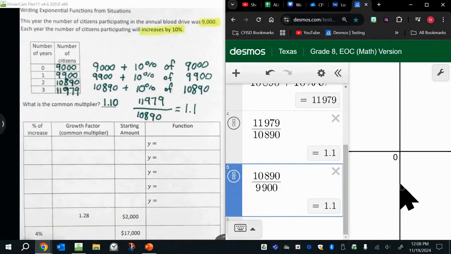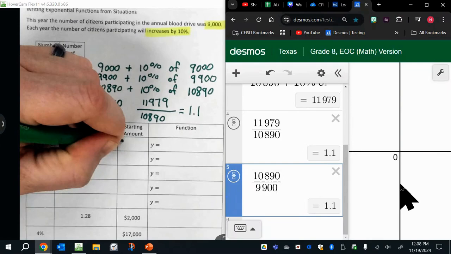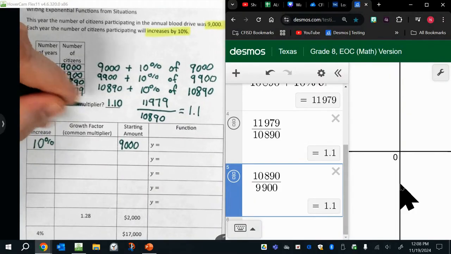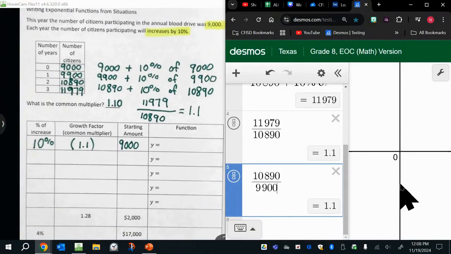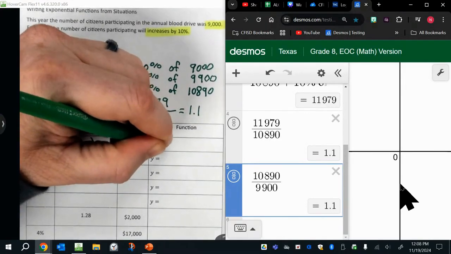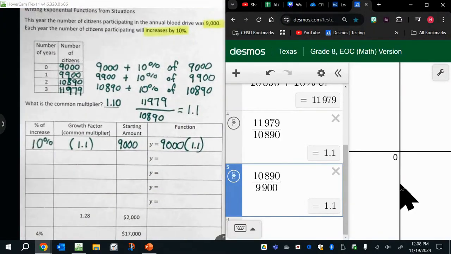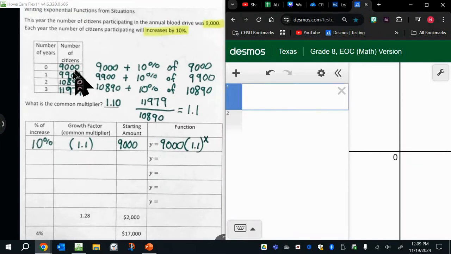So here's what we can say. If my percent of increase is 10%, my starting amount was 9,000. My growth factor, which is my common multiplier, is 1.1. So my equation will be this and this. I'll take 9,000 times 1.1, and yesterday we talked about how we raise that to the power of x. So if I type this, it should give me that whole table over here.